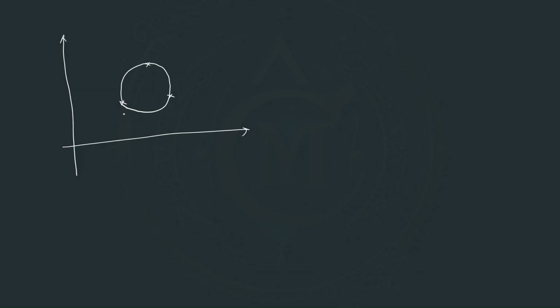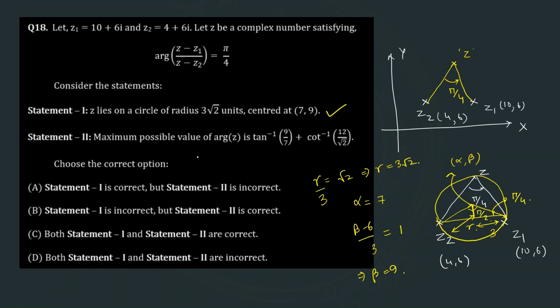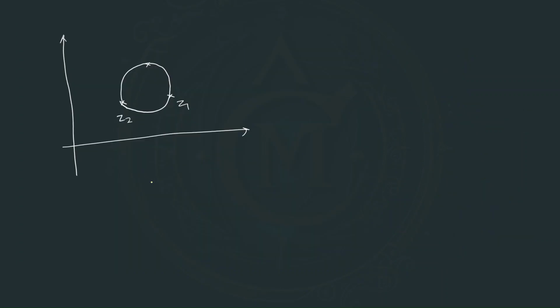Now let us draw the diagram in this page. So this is the circle. This is the point Z2, this is the point Z1, and Z lies on this circle. Okay. So now we have to find the maximum possible value of argument of Z. Now we know we will get the maximum value of argument of Z when the line joining origin and the point Z on the circle will be tangent to this circle.